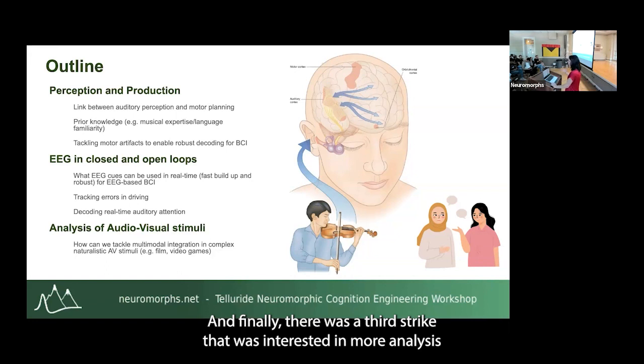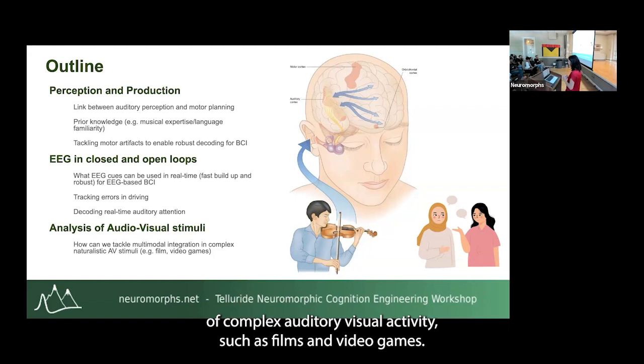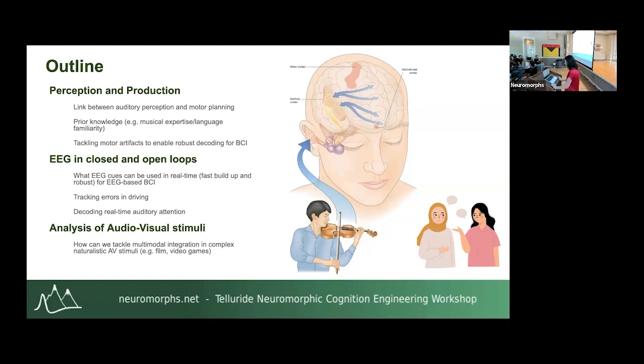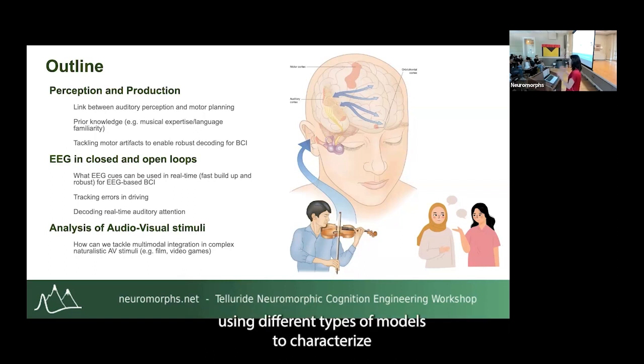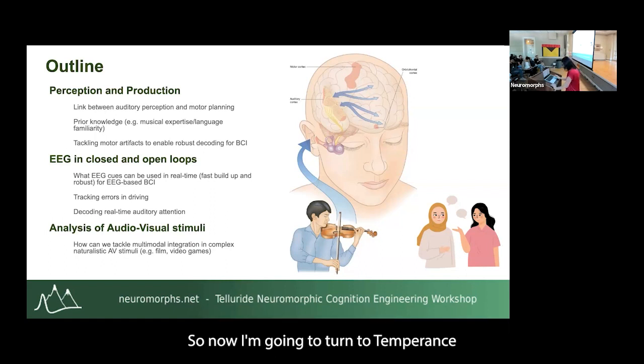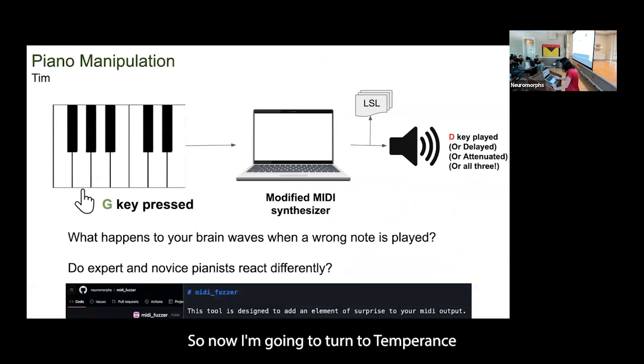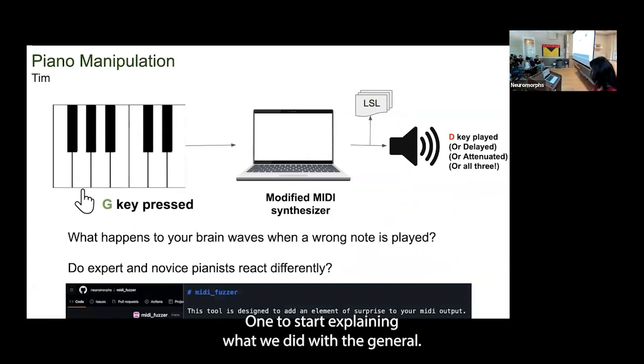And finally, there was a thread that was interested in more analysis of complex audiovisual stimuli, such as films and video games. And here we were looking into how we can tackle multimodal integration in complex naturalistic scenes using different types of models to characterize audiovisual saliency and things like that. So now I'm going to turn to Tim, who's the one who starts explaining what we did with the piano.